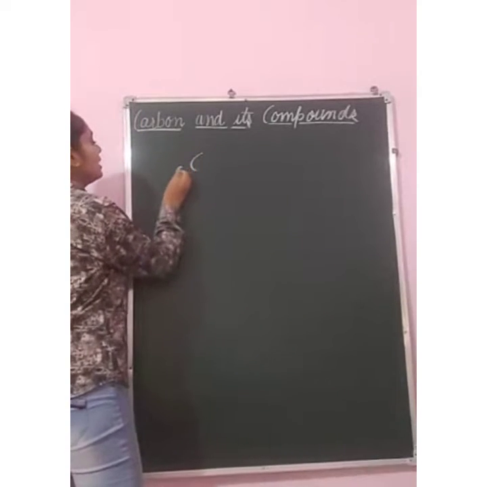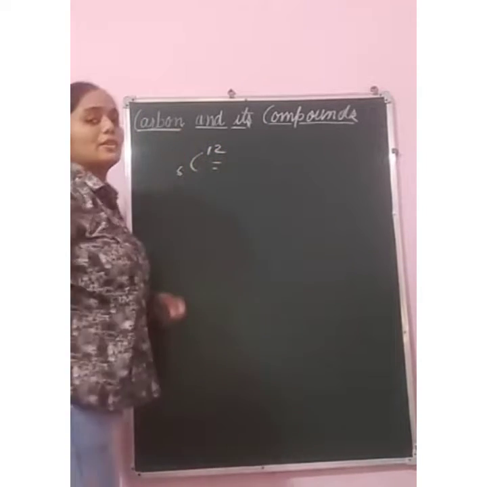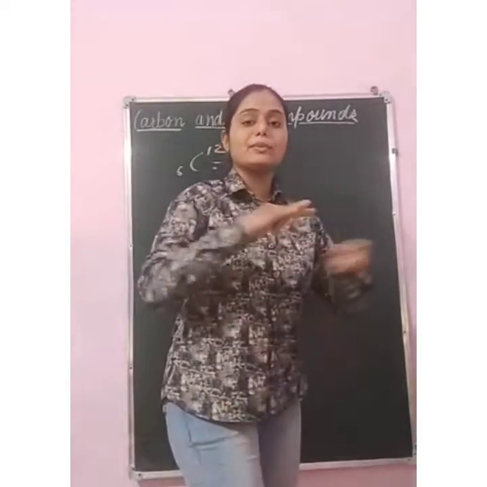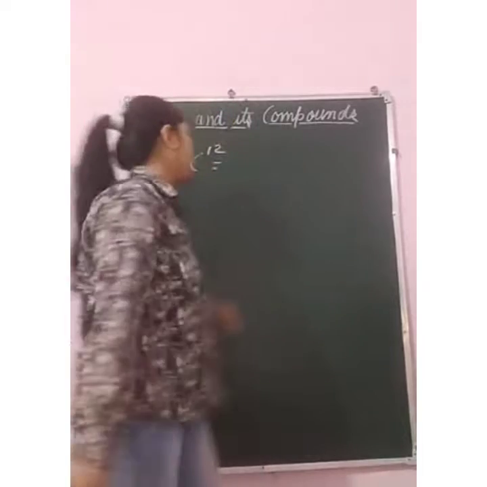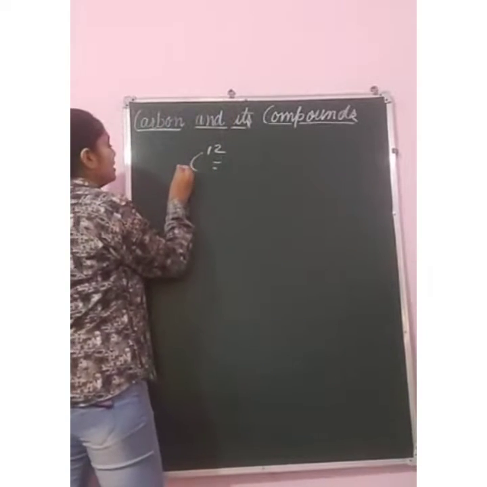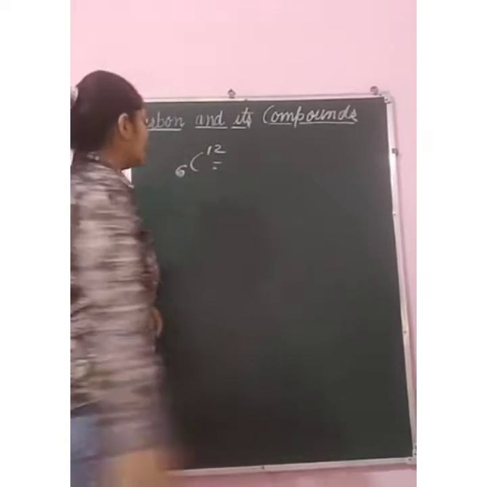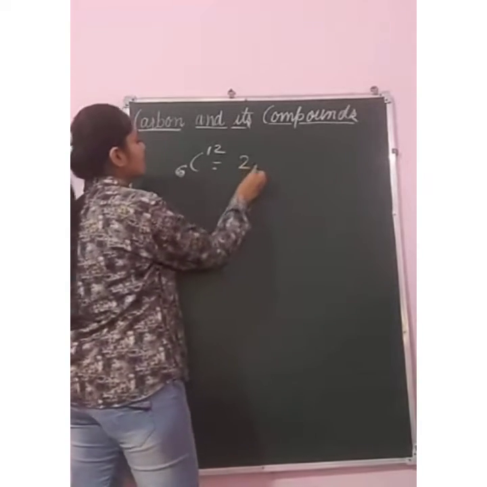We know that according to Bohr's model, the electrons are distributed among the shells and this is known as electronic configuration. Now let's write the electronic configuration of carbon as an element. So the electronic configuration will be 2, 4.